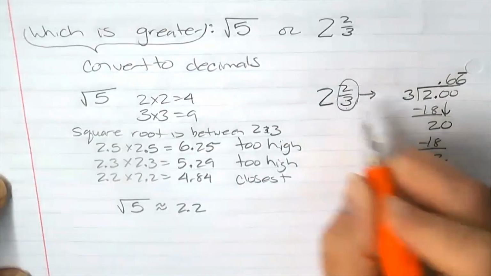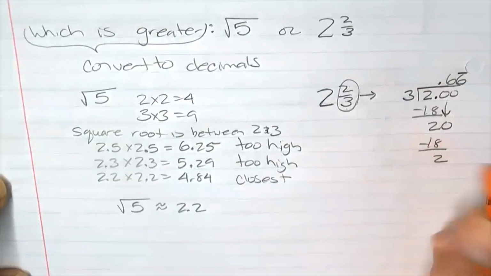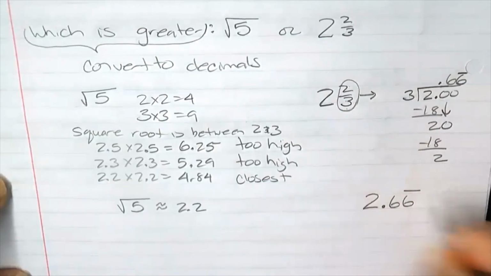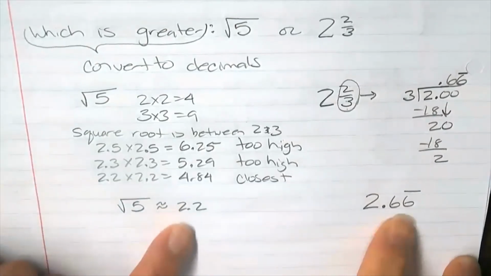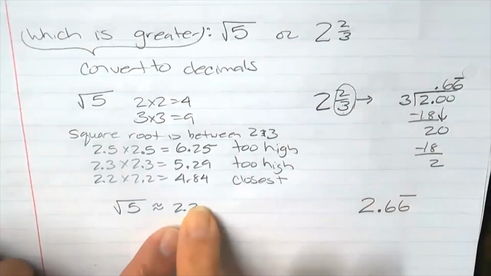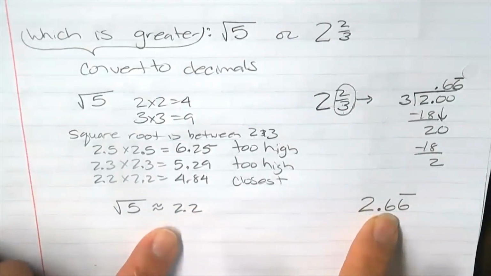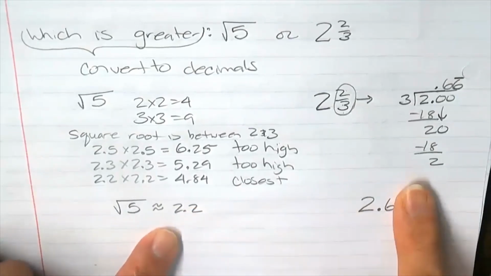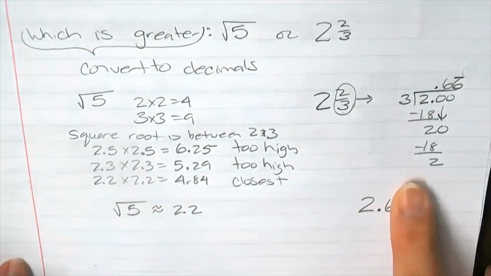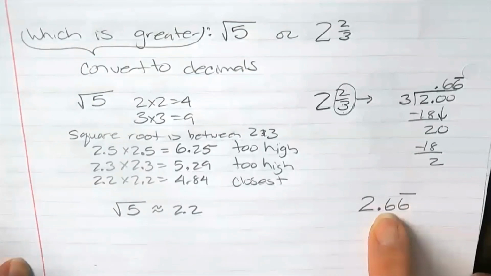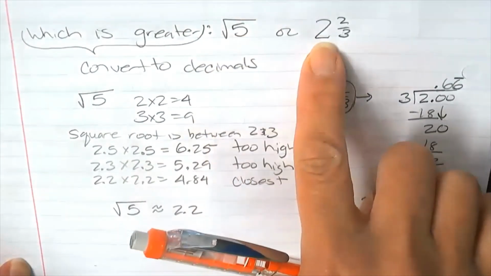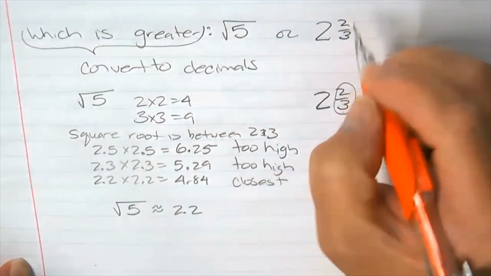So 2 2/3. 2/3 is equal to 0.666 repeating. So this is 2.666 repeating. Now I can compare my decimals. Which one is greater? 2 2/10 or 2 666 repeating or 2 6/10? Which one's greater? 2.6, right? So which is greater, the square root of 5 or 2 2/3? 2 2/3.